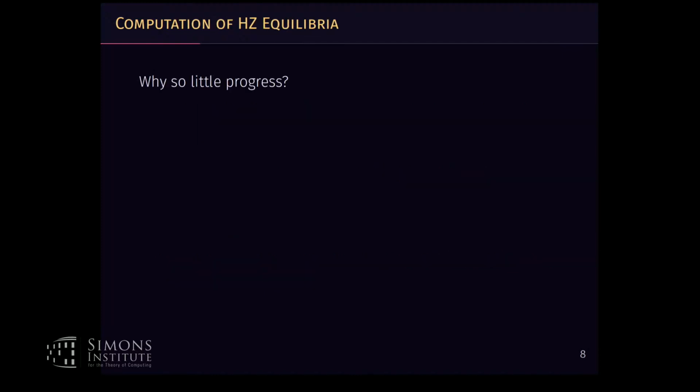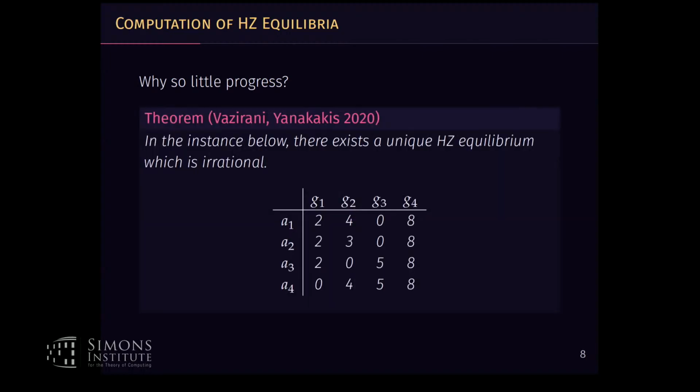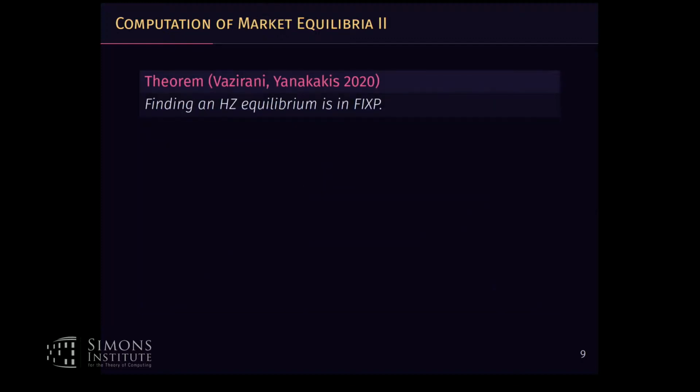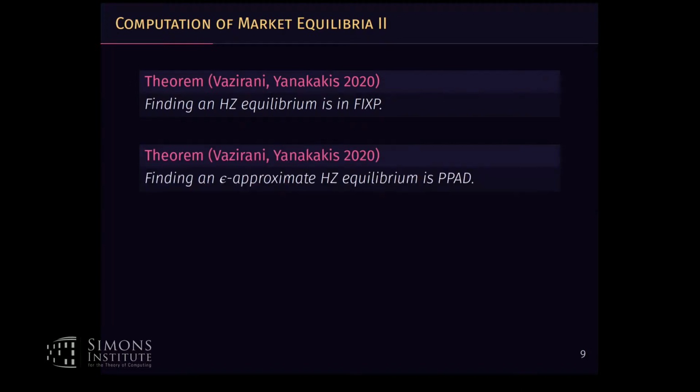So why has there been so little progress on this computation? This was a question that was asked recently in a paper by Vazirani and Yannakakis, and they started giving some answers. The first thing is that these equilibria can be irrational. There is a small instance like this, where there is a unique HC equilibrium, which is irrational. And from a complexity theory point of view, they showed that finding these HC equilibria is in a complexity class called FIXP, and finding approximate equilibria is in a complexity class called PPAD.